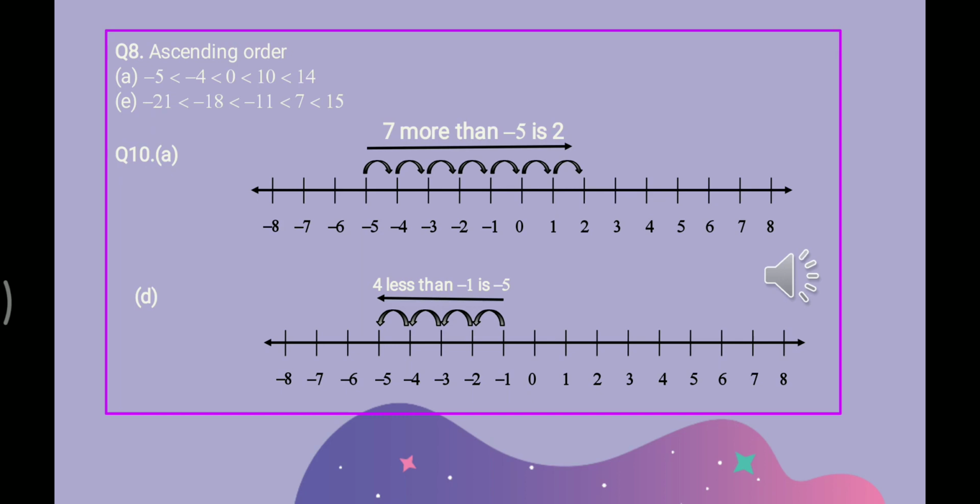Similarly, you can see E part also, minus 21 is less than minus 18, which is less than minus 11, which is less than 7, and 7 is less than 15.